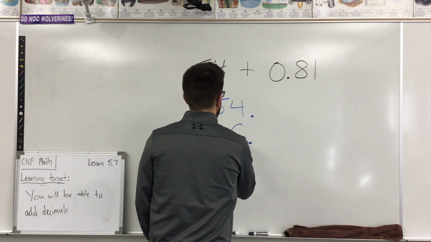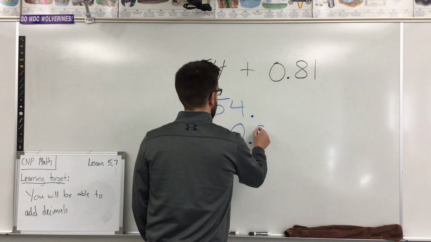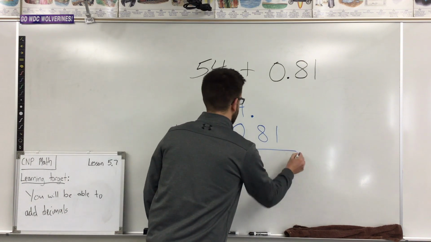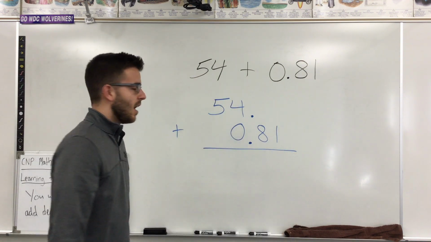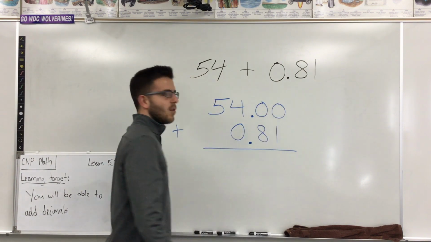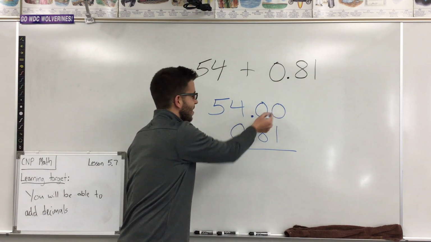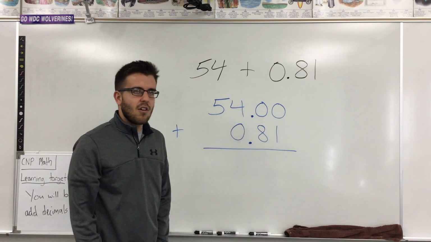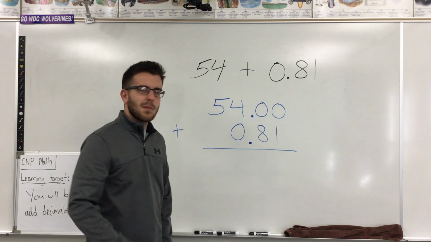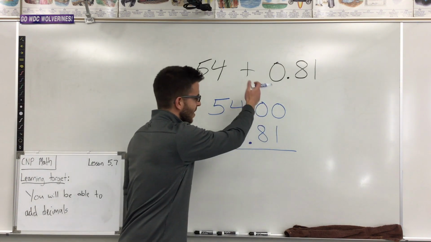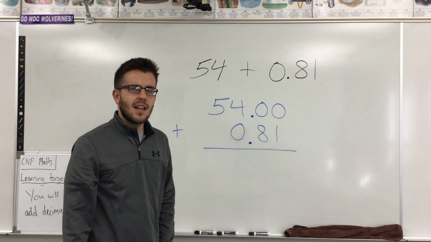I'm going to add my 0 and 81 hundredths. I'm going to draw my line there. All right? Technically, we could have 0 and 0 right there. 54 and 0 hundredths is the same as 54. You wouldn't have to put that at all, but I feel like it helps some students with organizing their work and keeping the places in line.